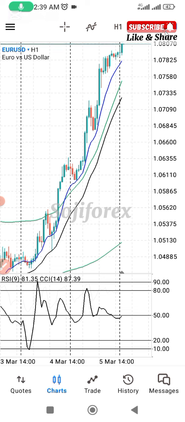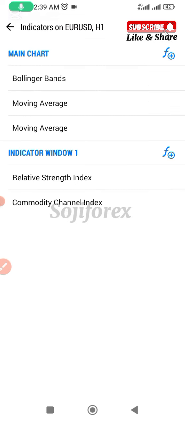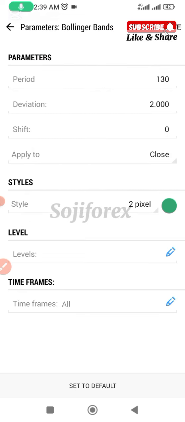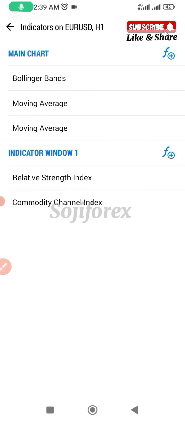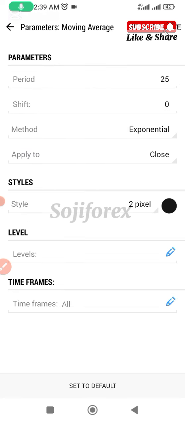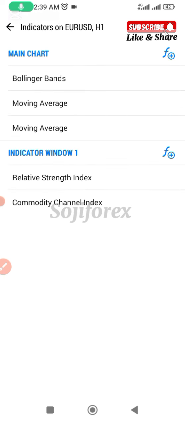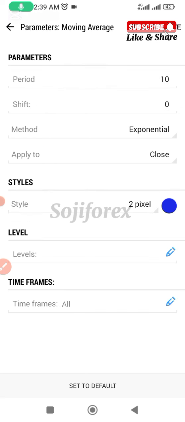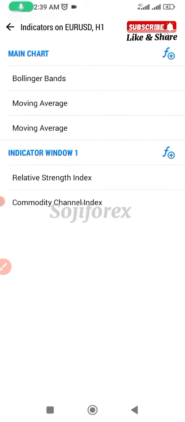Okay, for the purpose of those who will ask the setting of this indicator, here is the setting. This is our Bollinger Band. The period is 130. We basically use this to determine our trend. Then for our commodity channel, moving average 25, and that of moving average 10, we use these to focus on determining our entry, so the behavior of candle around this zone.